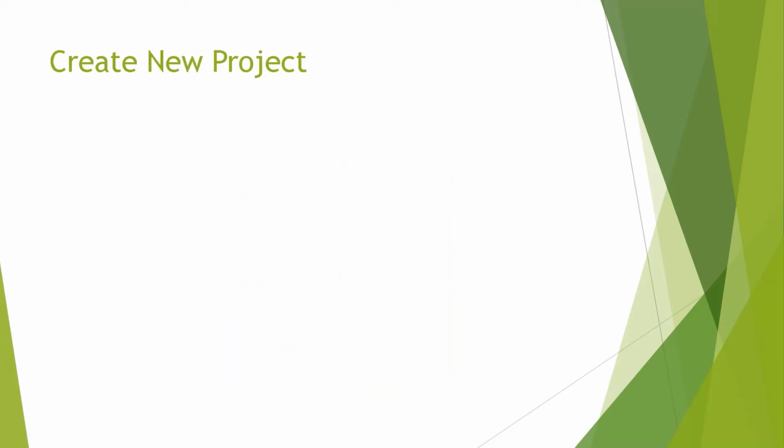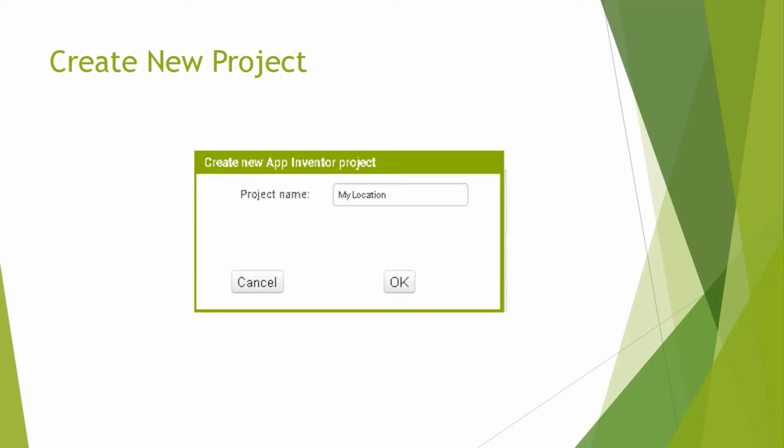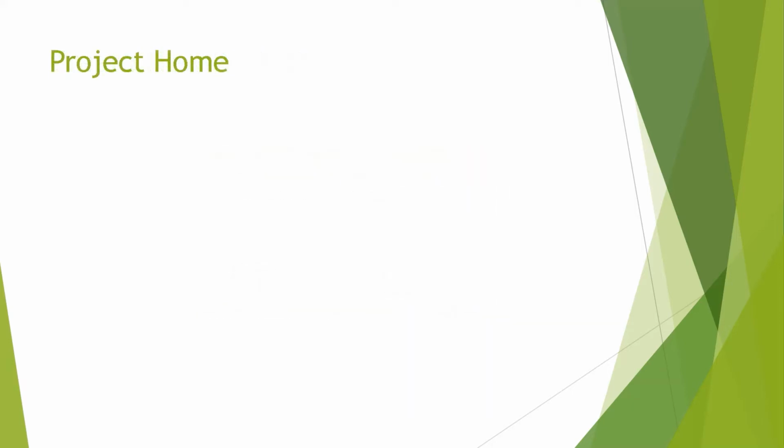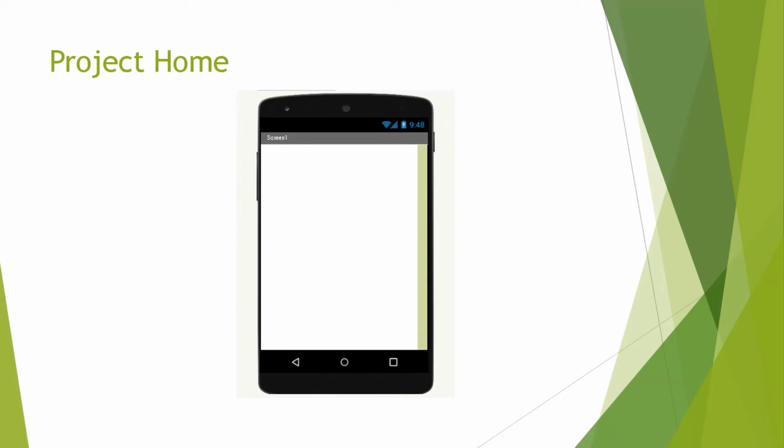Now let's enter project name. We will call our project My Location. Please enter My Location in the project name and press OK. Now, you can see the home of your project. A blank screen will appear. Here we will make the design of our application.